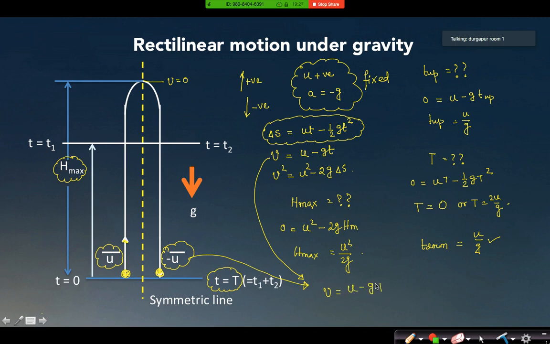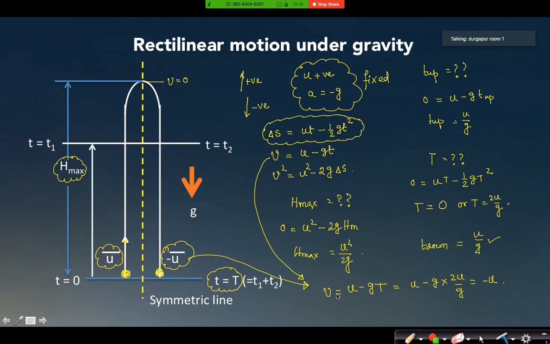I can put the time capital T instead of small t. Yes or no? So it is u minus g into capital T, which is 2u by g. Can you see that the velocity is coming minus u? Right. So in this way, another way also.